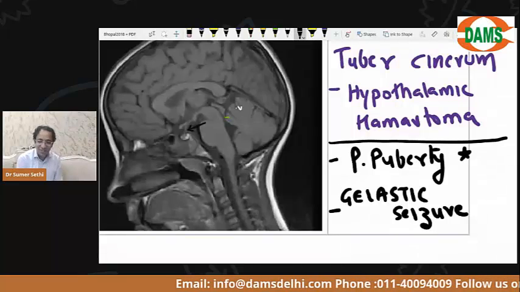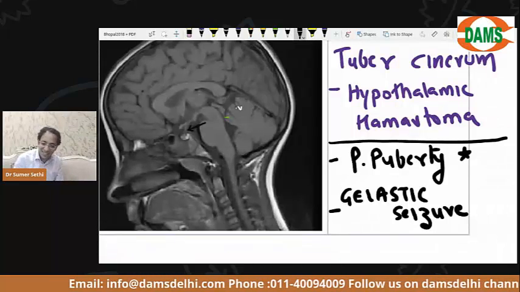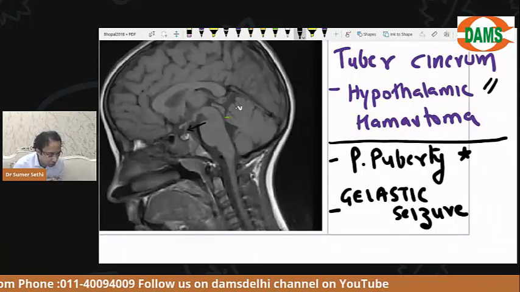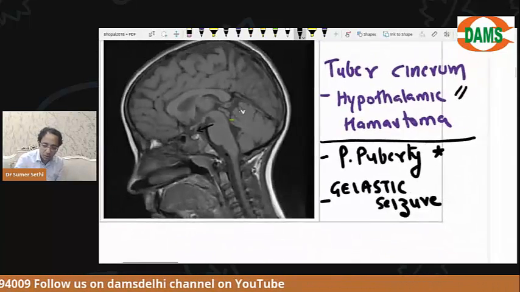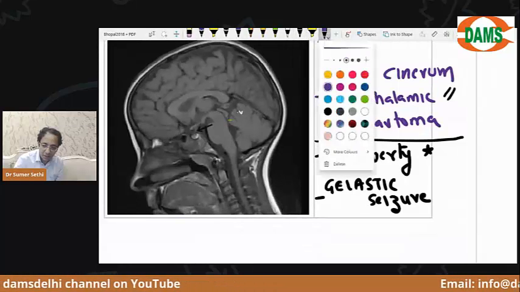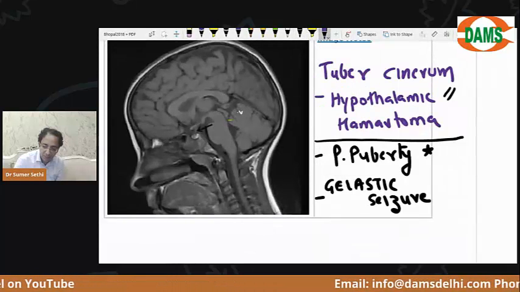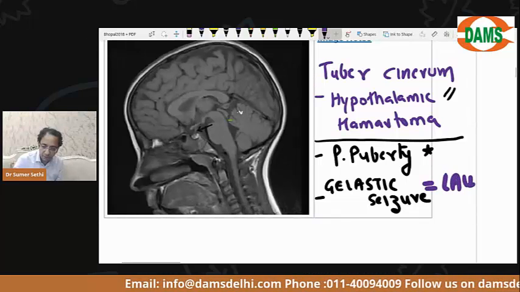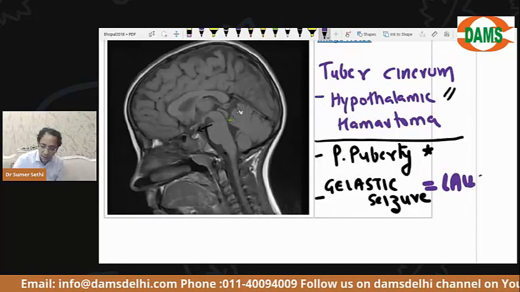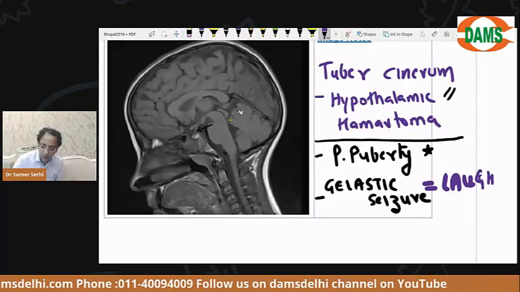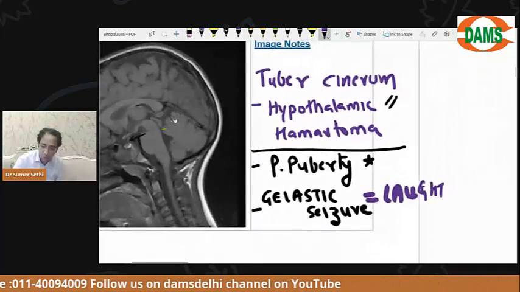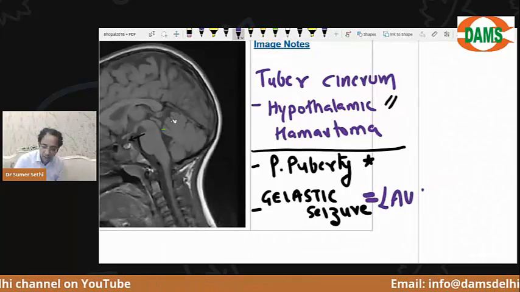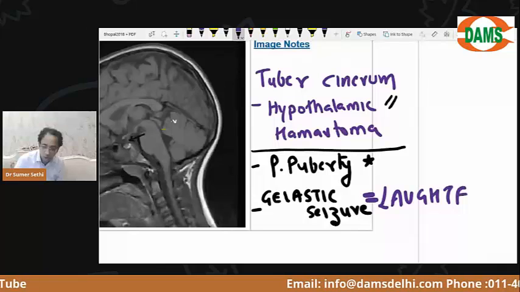So tuber cinereum is the site of hypothalamic hamartoma associated with precocious puberty and gelastic seizure. Gelastic seizure is a Greek term which means bouts of laughter. So now this child will be having excessive bouts of laughter.